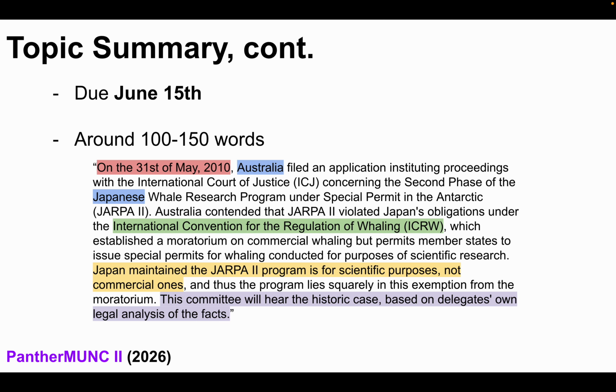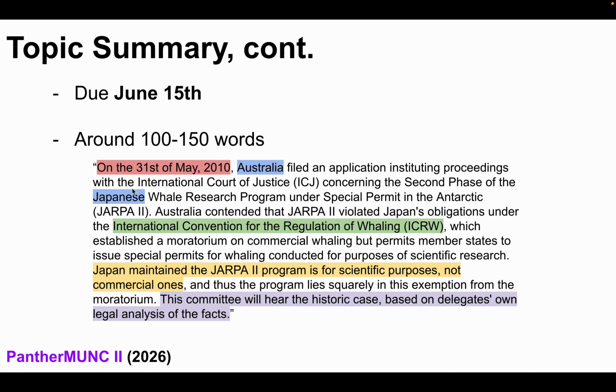Our topic summaries will be due June 15th. That's in about, I think, 2 weeks. It's the third Monday, I believe. And then it should be around 100 to 150 words. I sampled, the ICJ room is closed. I reassigned myself to EcoFin. It's fine, but because I wrote the topic summary, we can still go through it.